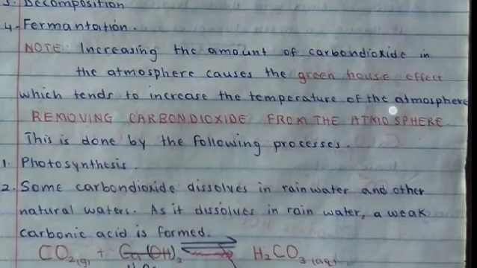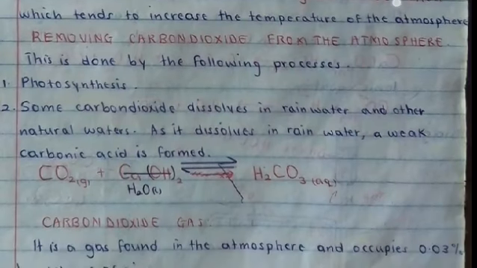Now we have processes which remove carbon dioxide from the atmosphere. The first one is photosynthesis. As plants make their own food, they use carbon dioxide and give out oxygen. As they use carbon dioxide, they reduce the amount of carbon dioxide in the atmosphere. So that is one process.